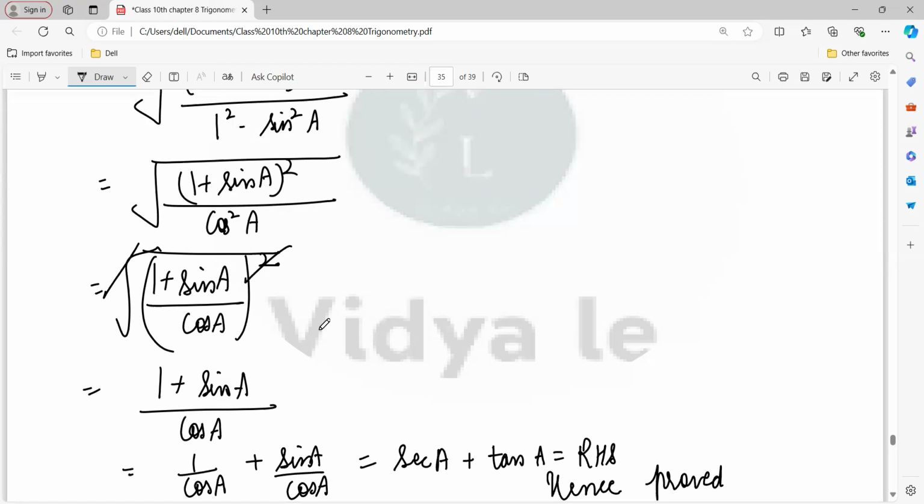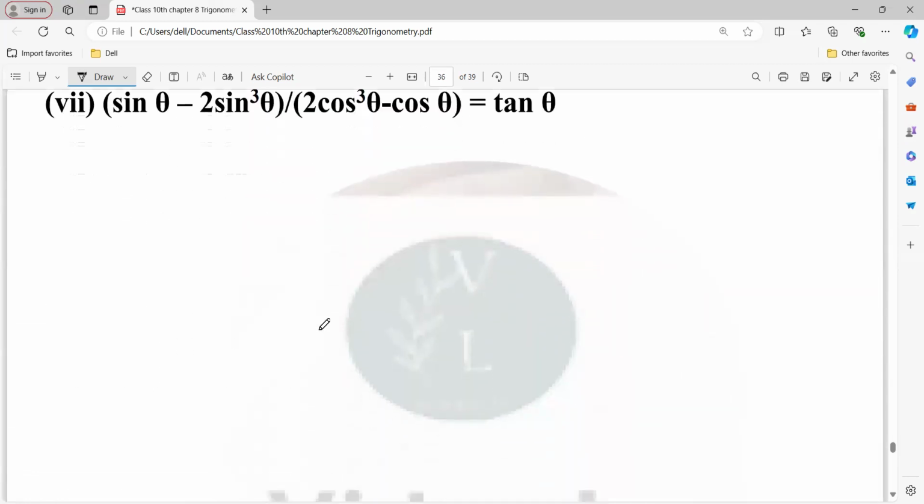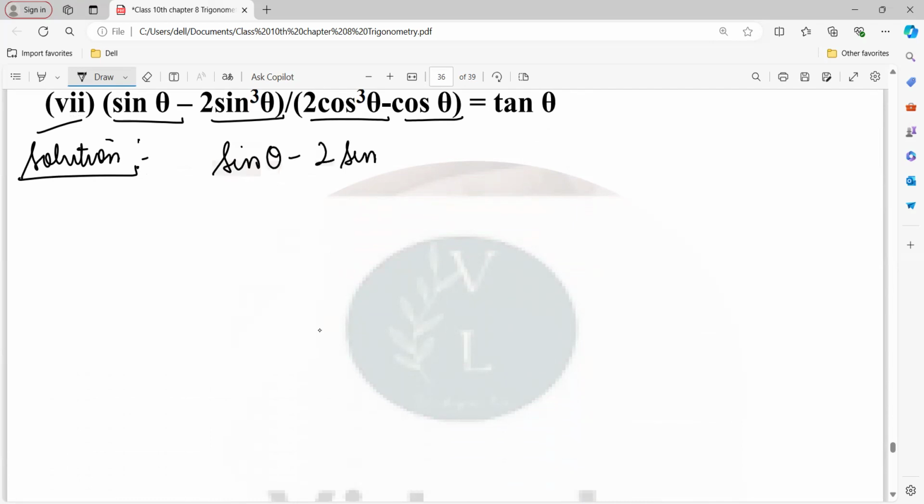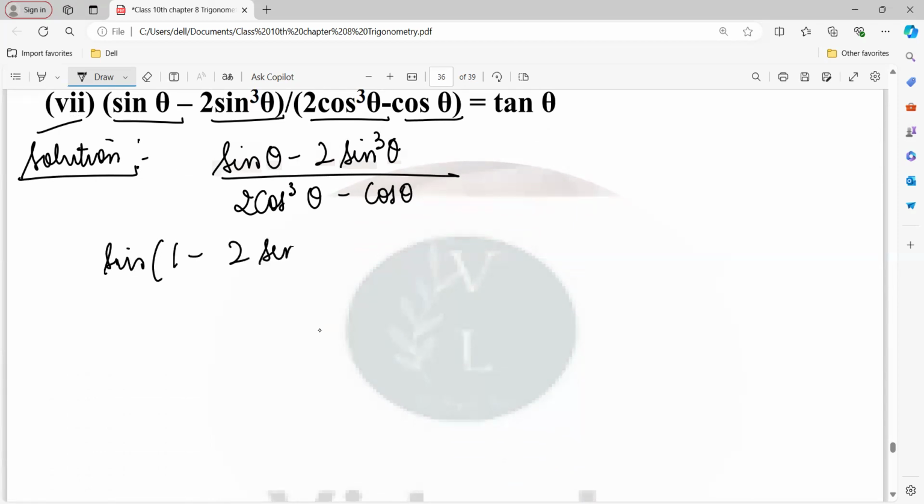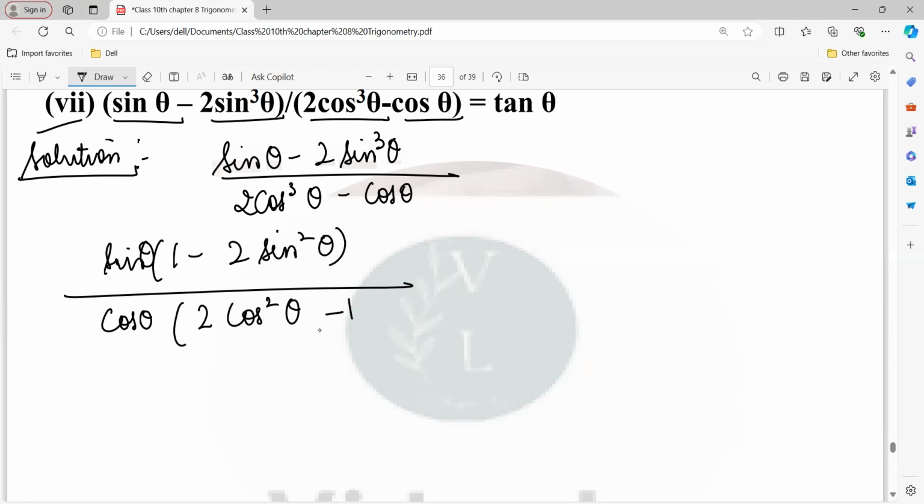Okay, wonderful. Now let's start the next part, which is the seventh one. In the seventh part, we have sine theta minus 2 sine cube theta upon 2 cos cube theta minus cos theta. So let's write the left hand side. Take out the sine common. We are left with 1 minus 2 sine square theta. And in the denominator, if we take the cos common, we are left with 2 cos square theta minus 1, right?